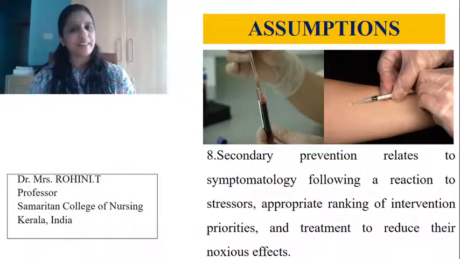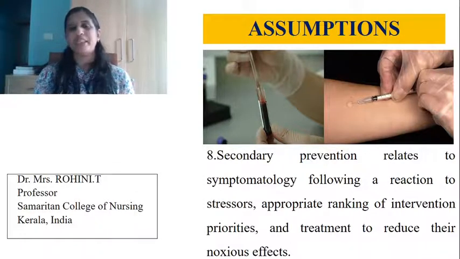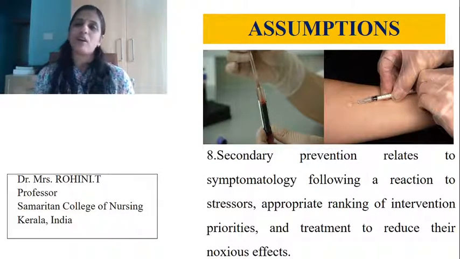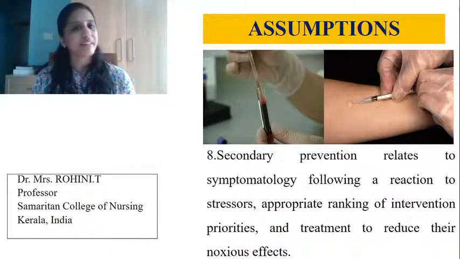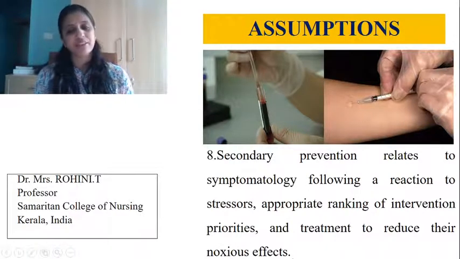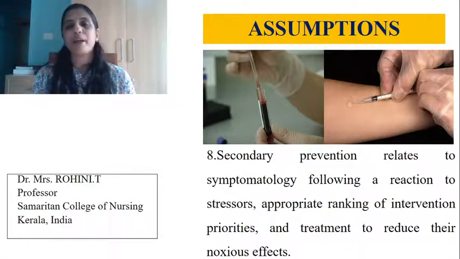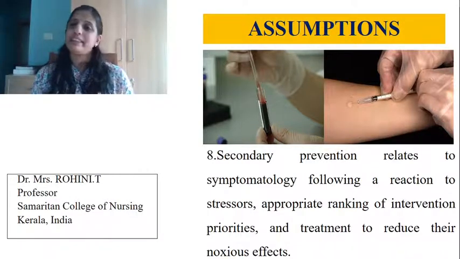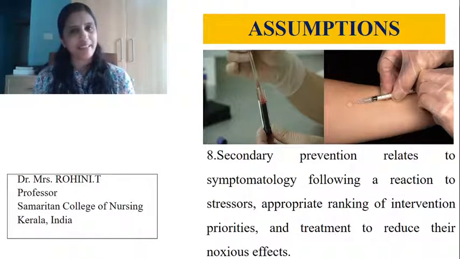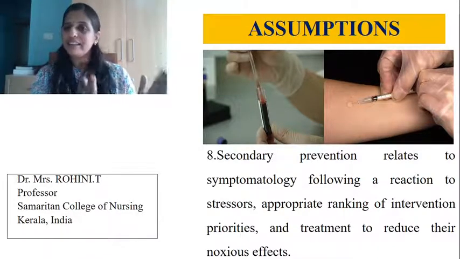Now we go on to assumption number 8, secondary prevention. We know what secondary prevention is. The person is already suffering from an illness, so what will be secondary prevention? Taking treatment for the illness. Secondary prevention is the symptomatology following a reaction to a stressor, ranking of the intervention priority, and treatment. Find out what the priority is, list down the priorities, and based on the priority, you are going to give the treatment so that the symptoms will be reduced. Easy, that is secondary prevention: taking appropriate treatment after prioritizing the sickness.